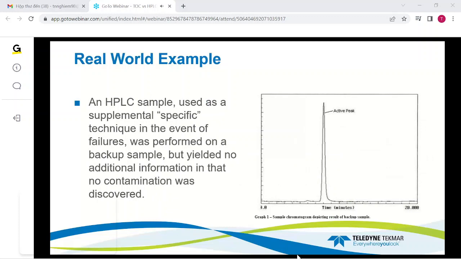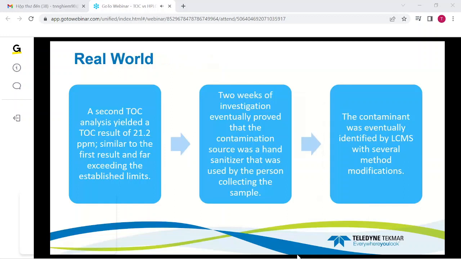So they actually went through and looked at an HPLC. They used this as a specific technique, and they were able to obtain an active peak. Where is this active peak coming from? So they continued to do more method development and understand what this peak could have been. So they took the sample again, reran it on TOC, it yielded the same results of 21.2 ppm, similar to the first, and it exceeded their established working limits.